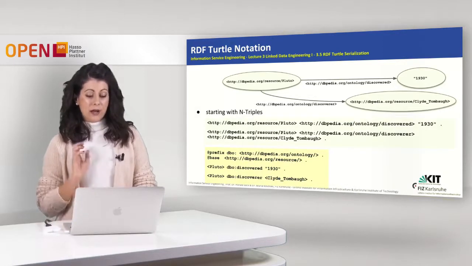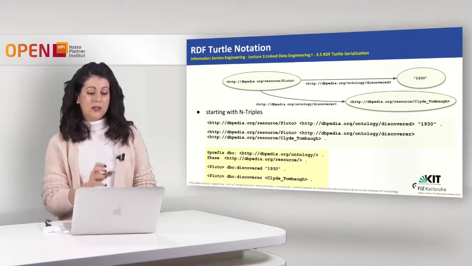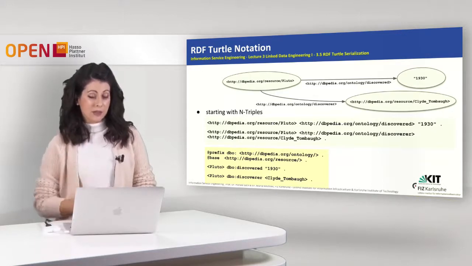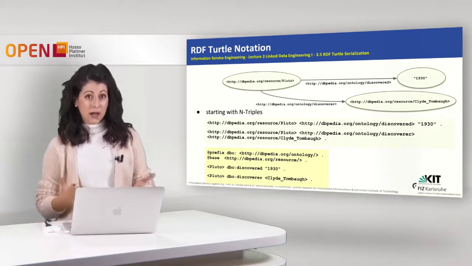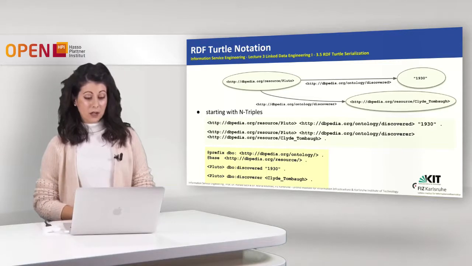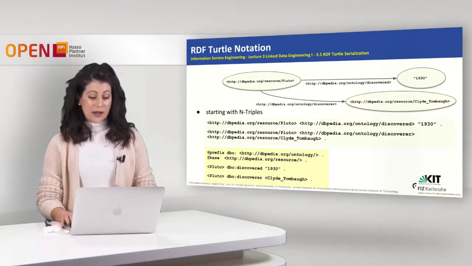Actually, the RDF Turtle notation is an extension of the N-Triples format. So here we see first how the triples would look in the N-Triples format, and then in the yellow box how they would look in the RDF Turtle notation. You see it's way shorter, and let's see why.